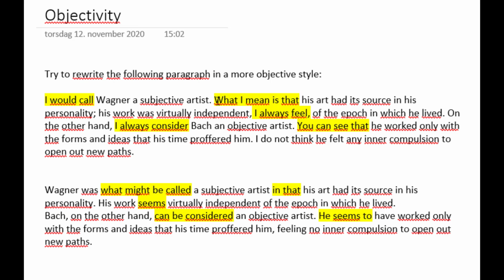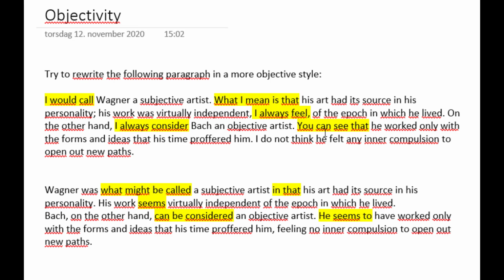You see I've used yellow here to mark certain expressions that are very personal because of personal pronouns, so I, you, and also because it's very personal when it comes to being explicit about your opinion. I would call, what I mean, I always feel, I always consider. So we want to skip the pronouns and we want to not assert our personal opinions. But at the same time, since this is something that I feel or I think, I can't just take away that and say that this is the case either.